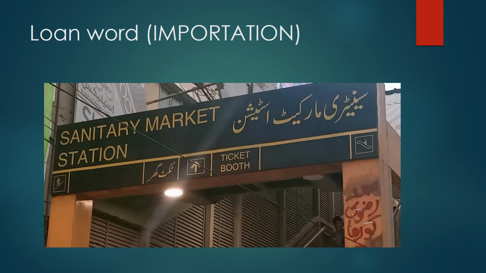And this one is our last example of the linguistic borrowing in the linguistic landscape of the main roads of Karachi. Here it says sanitary market station. All three words are English words, but when they're written in Urdu, they have been adapted. And market is adapted a little differently to give a different pronunciation in Urdu.